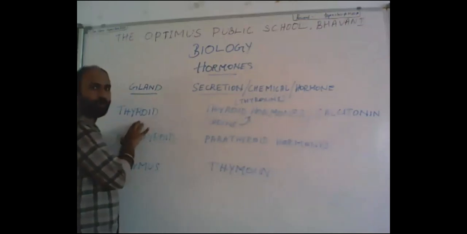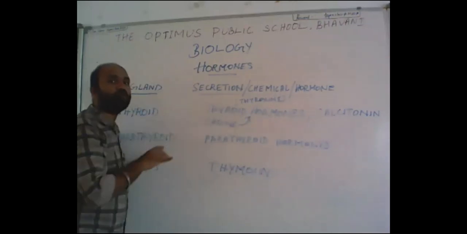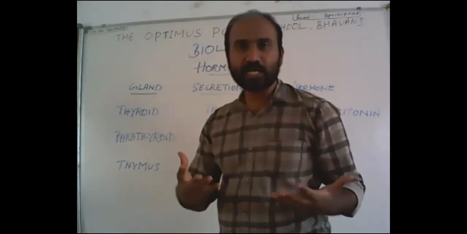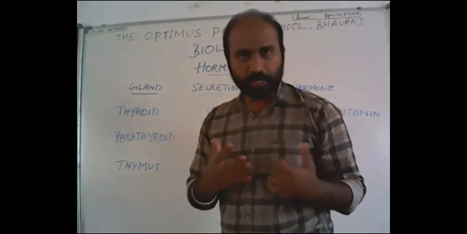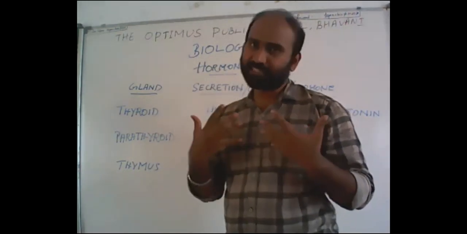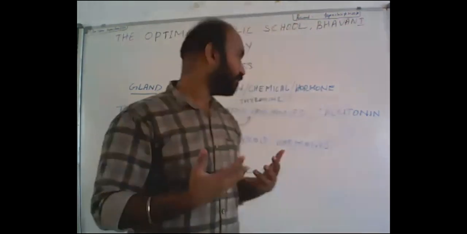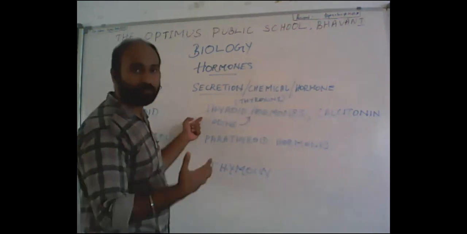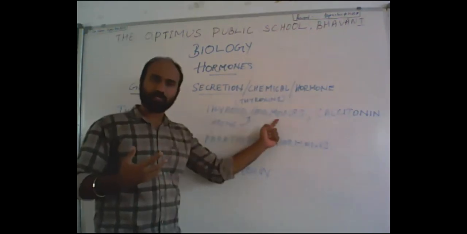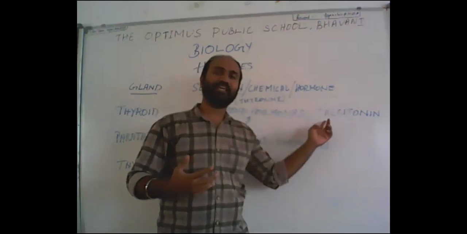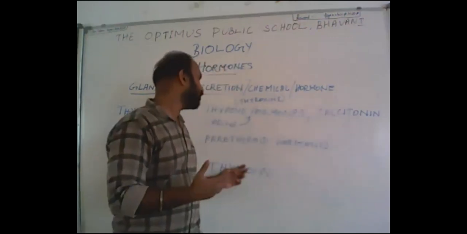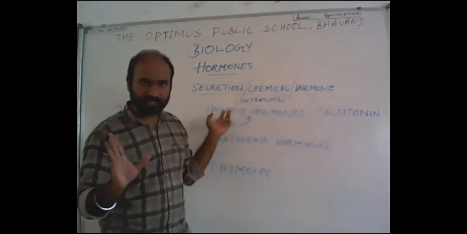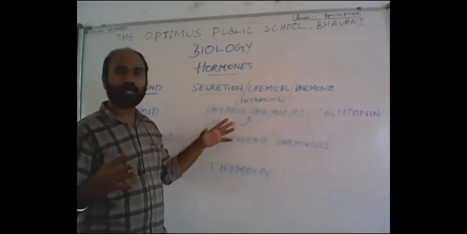The thyroid gland needs iodine to produce the thyroid hormones. If iodine is not in your body, the thyroid cannot produce a particular type of thyroid hormone, and because of that, proper metabolism does not happen in your body. So the thyroid gland secretes thyroid hormones and calcitonin, C-A-L-C-I-T-O-N-I-N. There are two types of thyroid hormones, not required, but if you're interested, just listen.